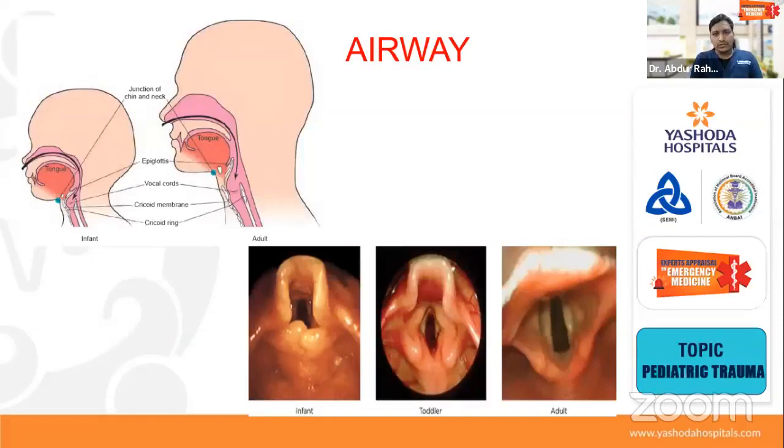Coming to the airway, if you compare infant and adult airways, infants have relatively larger soft tissues of the oropharynx, which can compromise visualization during endotracheal intubation. Also, the larynx and vocal cords are more cephalad and anterior, which can make intubation very difficult. And you can see in this clinical image below, the infant's epiglottis is very floppy and more anterior and cephalad. So for this reason, we have to use a straight blade, that is Miller's blade, especially in pediatric intubations.